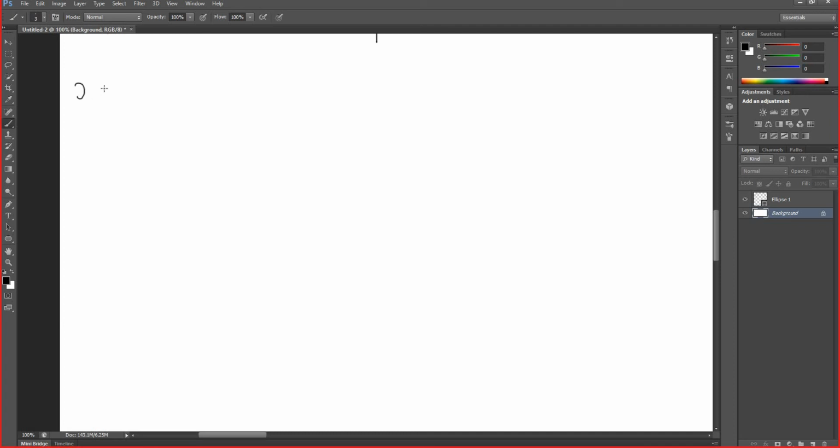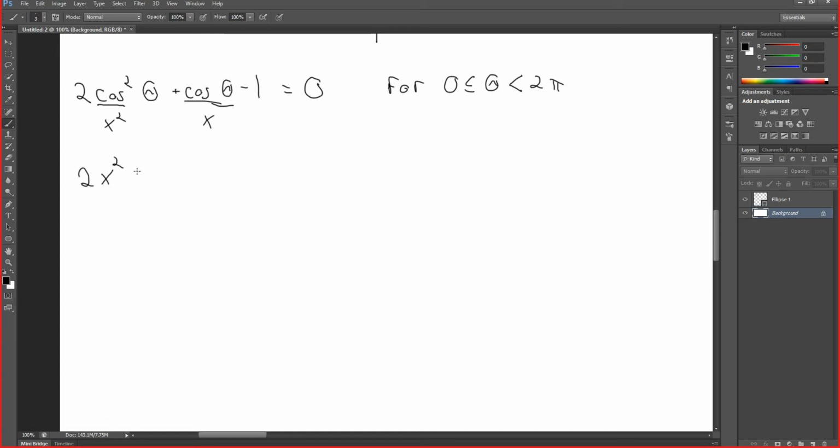So we're going to solve 2 cosine squared theta plus cosine of theta minus 1 is equal to 0 for 0 is less than or equal to theta is less than 2 pi. The first step again is to just treat your cosine theta as a variable. So this is x squared and this is x. So really I have 2x squared plus x minus 1 equals 0.